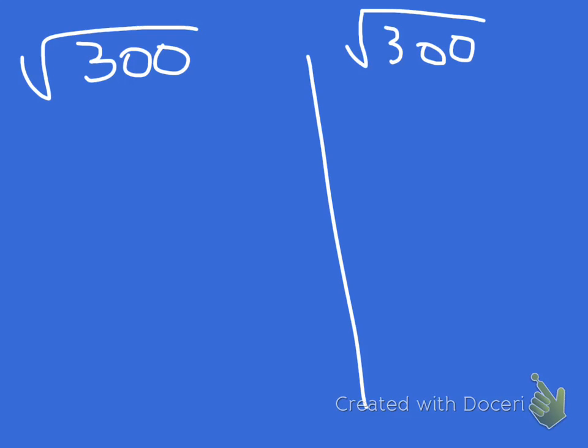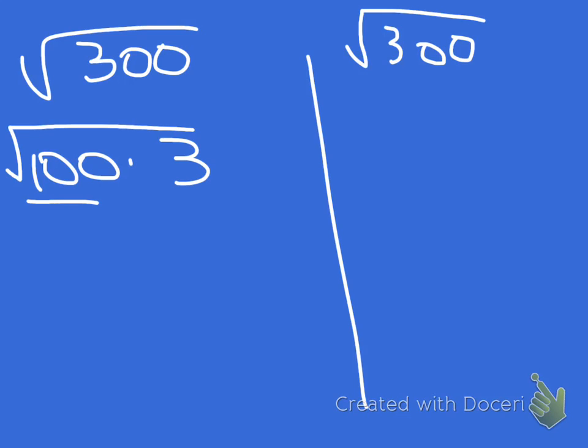10? 10 isn't a perfect square, but 100 is. And 100 times 3. So 100 is a perfect square, which is right, because its root would be 10. But the 3 is not, so it stays under. But if you can't think of a perfect square, there is another method.